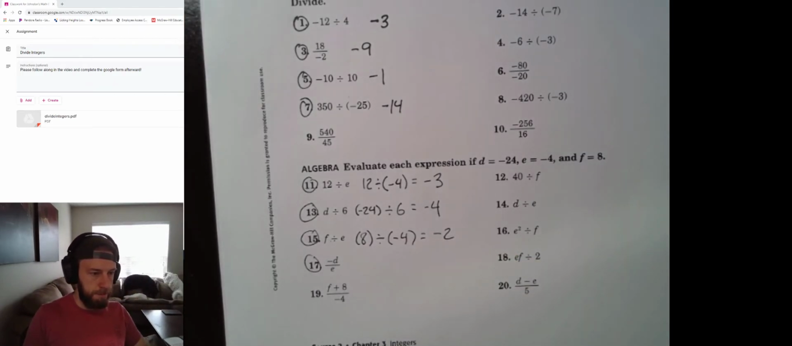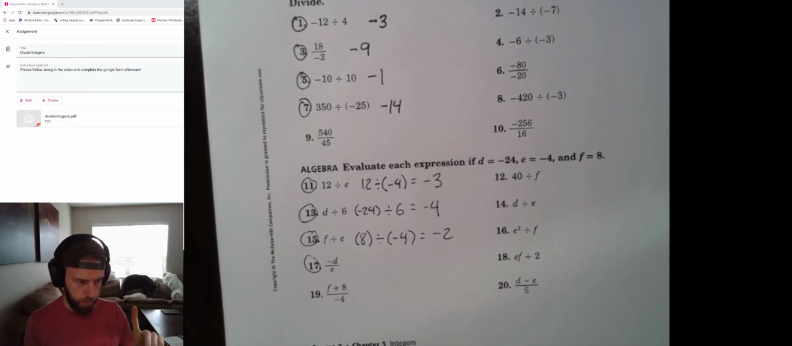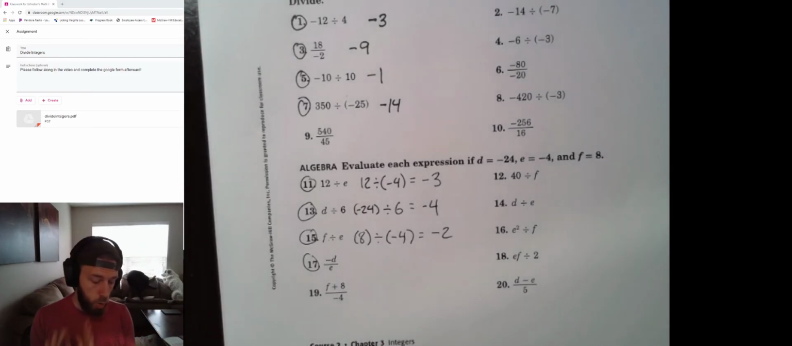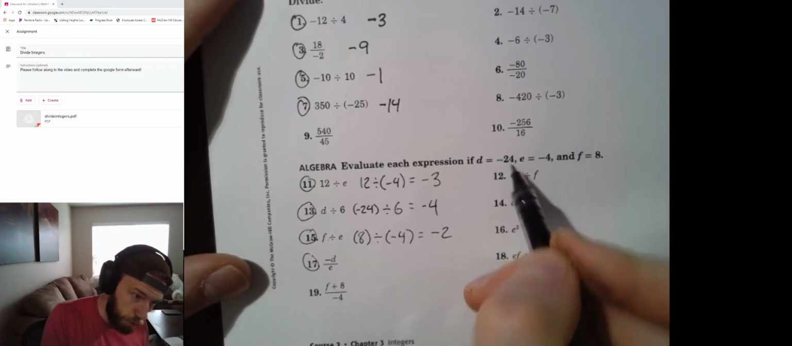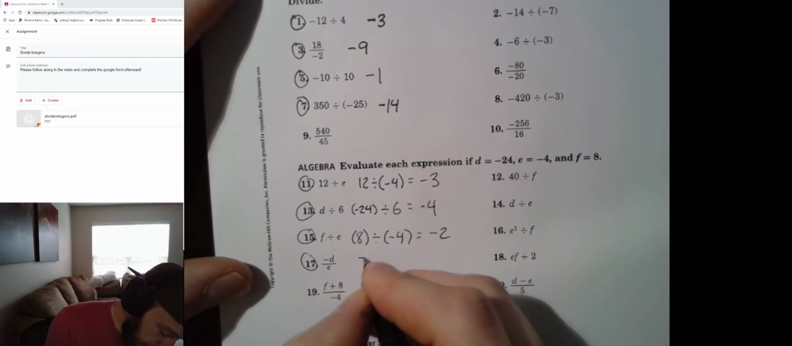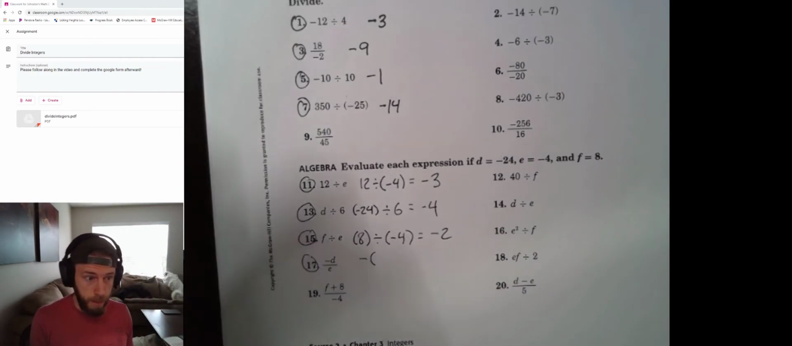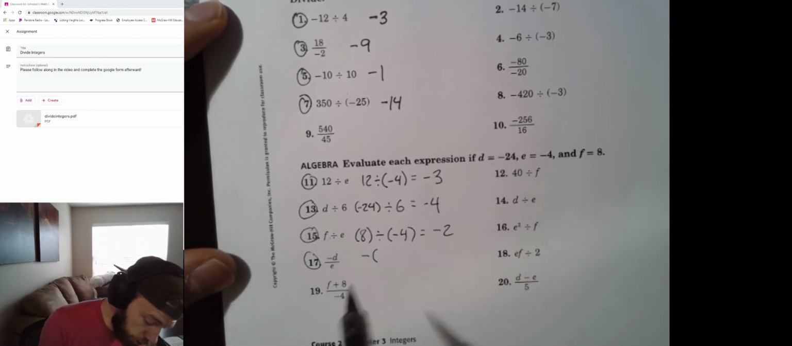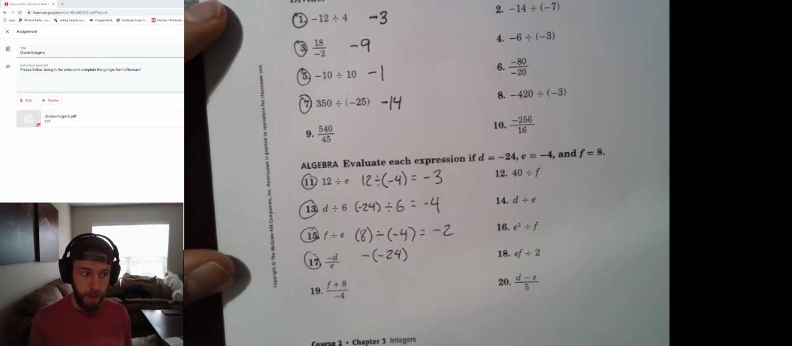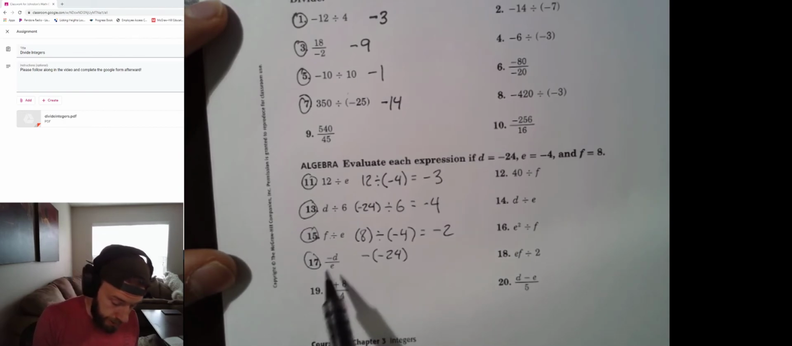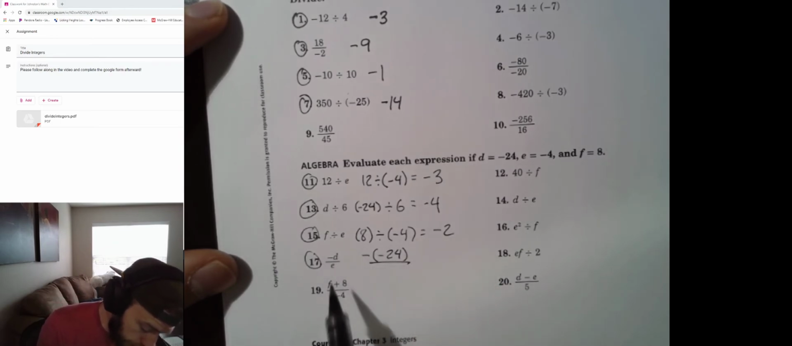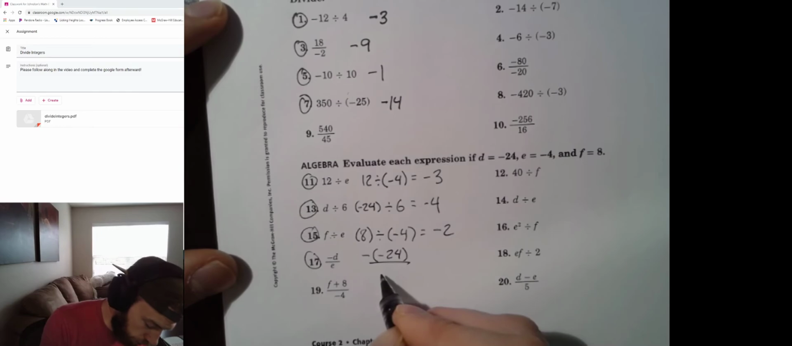And then down here, number 17, negative D divided by E. This is interesting. I need you to see how this works. So this is negative D. D is the only thing we're plugging in for D. D is negative 24. So watch what happens here. And this is extremely important. Negative D means negative, and then in parentheses, whatever D is. D is negative 24. So that goes in the parentheses. So we have a negative, negative 24. That's how that's supposed to be written. Negative D is negative whatever D is, which is negative 24. So it's negative, negative 24. And then on the bottom we have E, which is a negative 4.